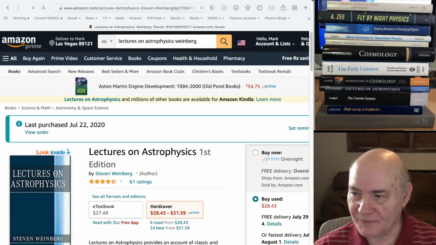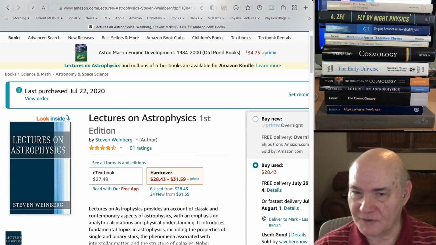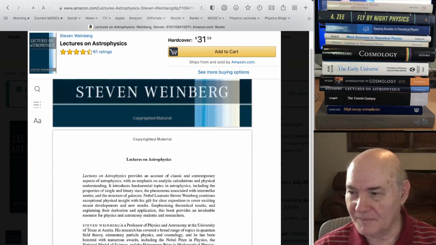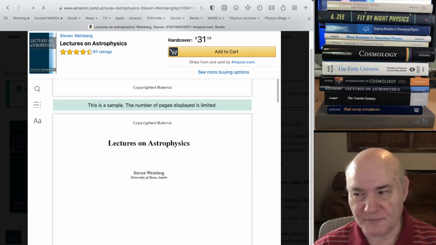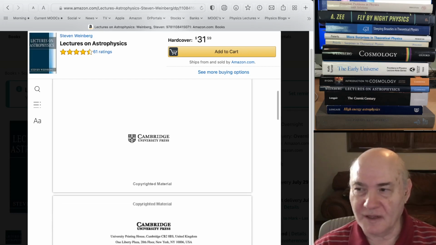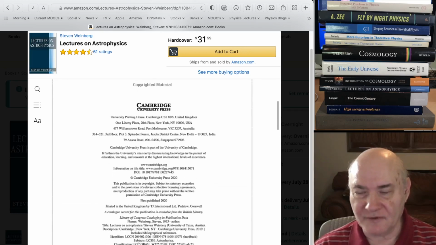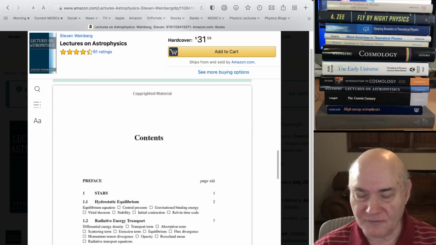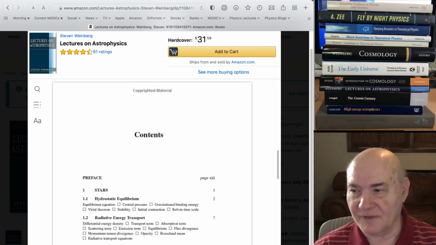Now, Steven Weinberg has a very short book that he wrote just before he passed away a couple of years ago, Lectures on Astrophysics. This is a difficult book. All of Weinberg's books are difficult, not because he doesn't write well, but because he goes deeply into a subject and he develops it from start to finish, and following all the equations and everything is often difficult.